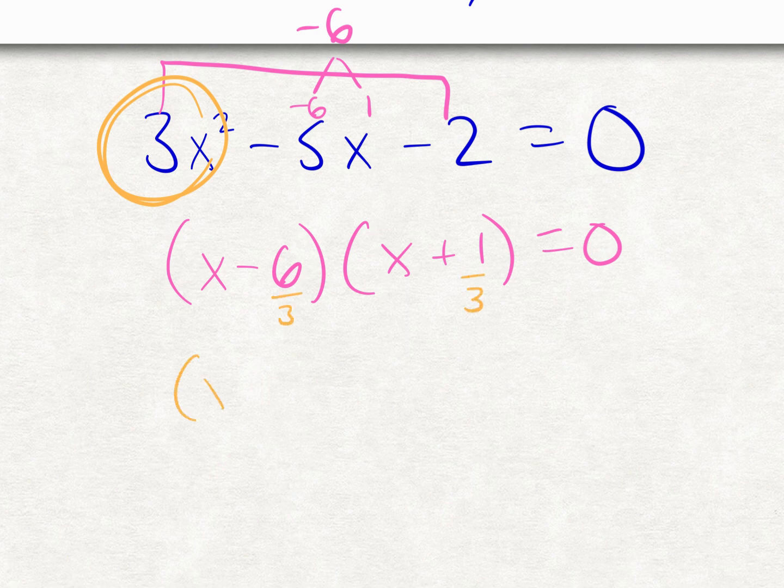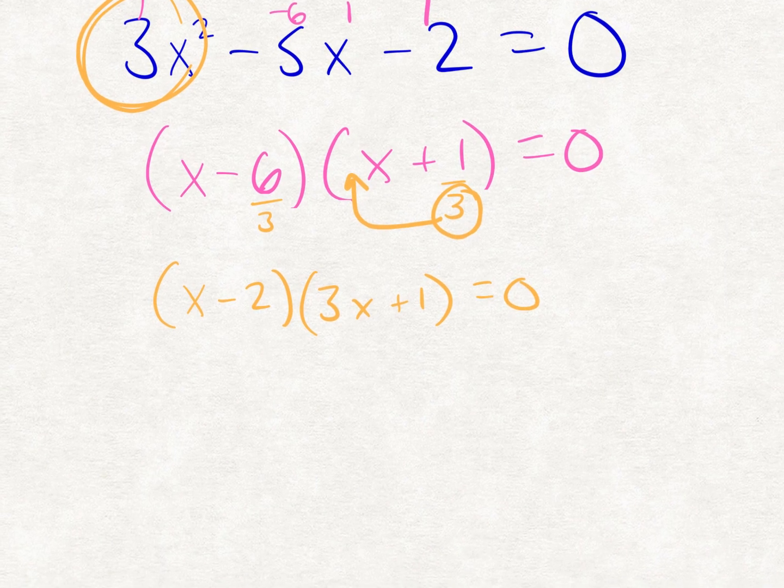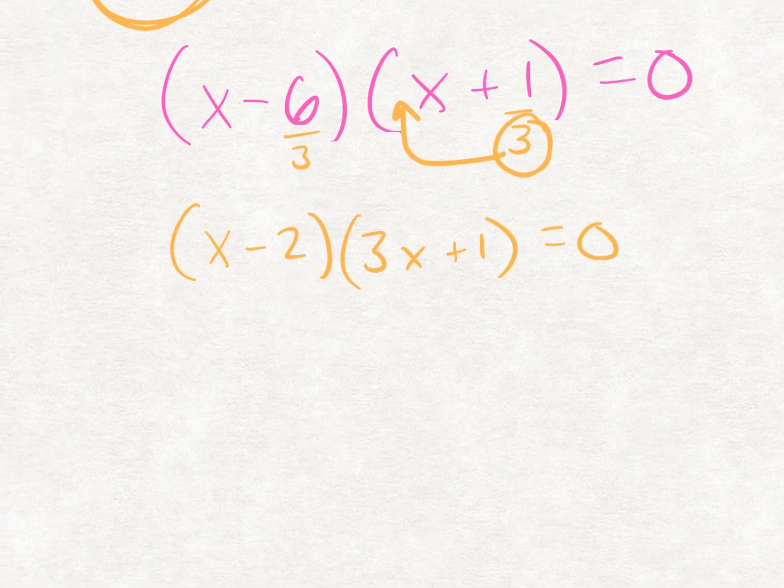Simplify if we can, so this becomes x minus 2. If we cannot simplify, we put it in front of that x, so this would be 3x plus 1. Now I just set each of my little equations equal to 0, so x minus 2 is equal to 0, and 3x plus 1 is equal to 0.